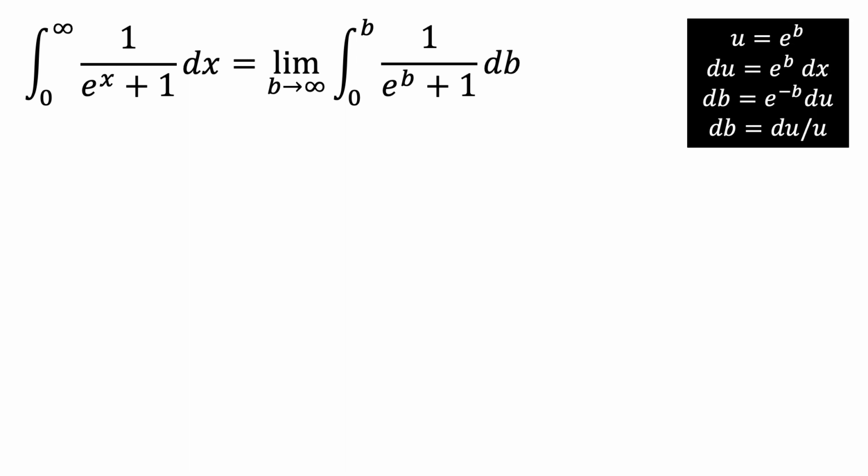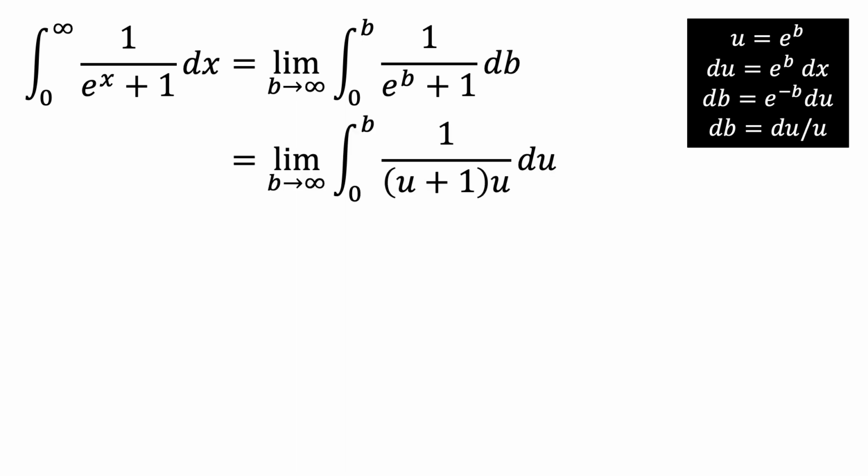At this point, I will attempt a u-substitution. I will let u equal e to the b power, and this implies that du is equal to e to the b. This also implies that db is equal to e to the negative b power du, and because we allowed u to equal e to the b power, it also implies that db is equal to 1 over u du. When I carry out the u-substitution, I get the limit as b approaches infinity of the integral of 0 to b of 1 over u plus 1 times u with respect to u.